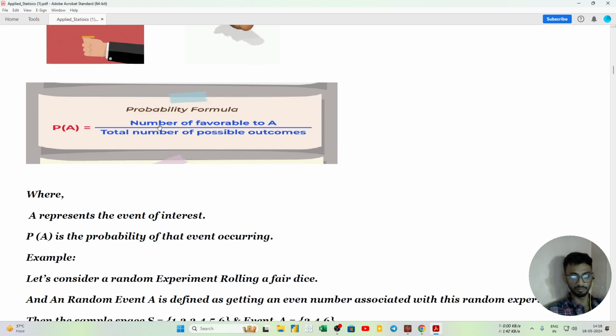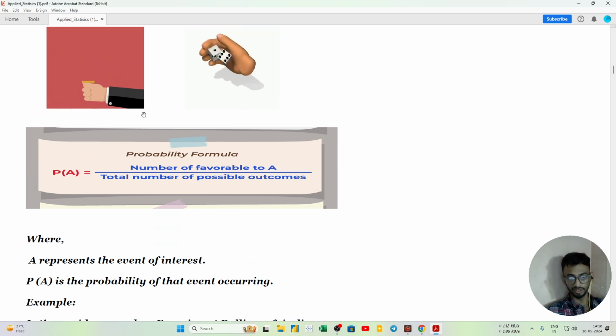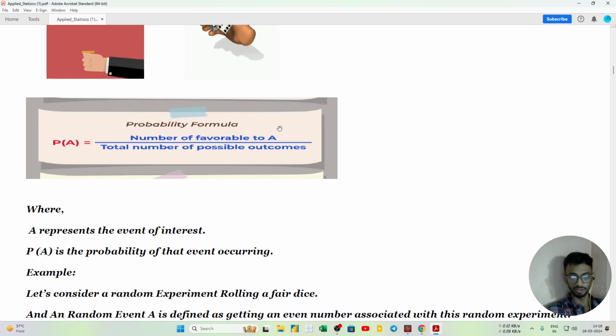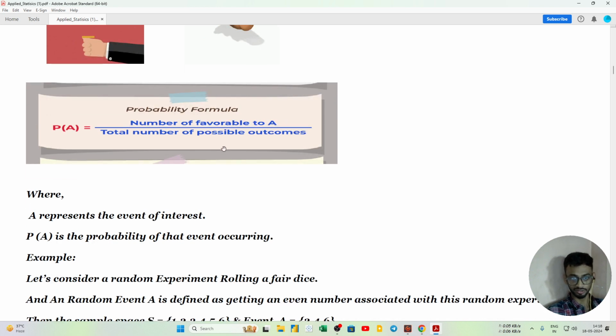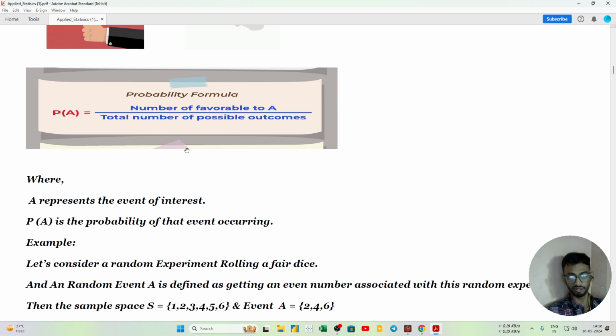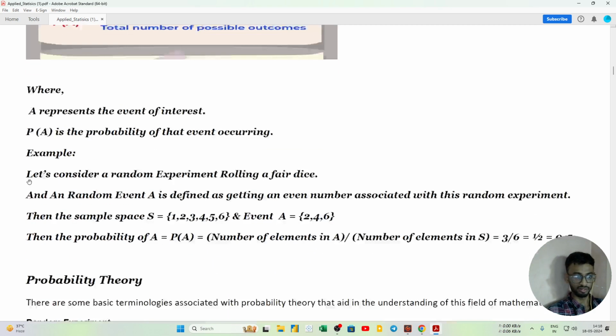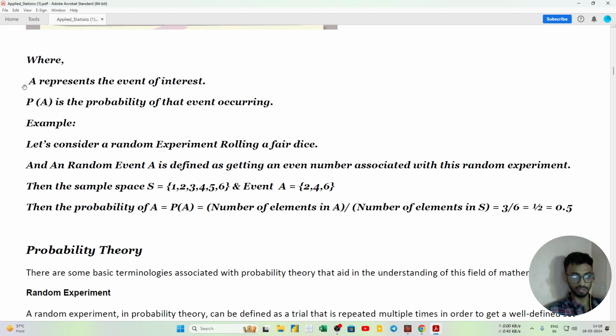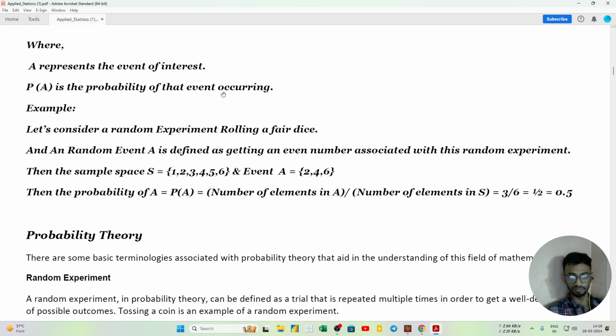The probability formula is nothing but P(A) equals the number of favorable outcomes to A over the total number of possible outcomes. A is nothing but an event, as I have mentioned. An event is like the probability of getting a head, or the probability of getting a number which is more than 2. These are called individual events. Here I have an example. P(A) is the probability of the event occurring.